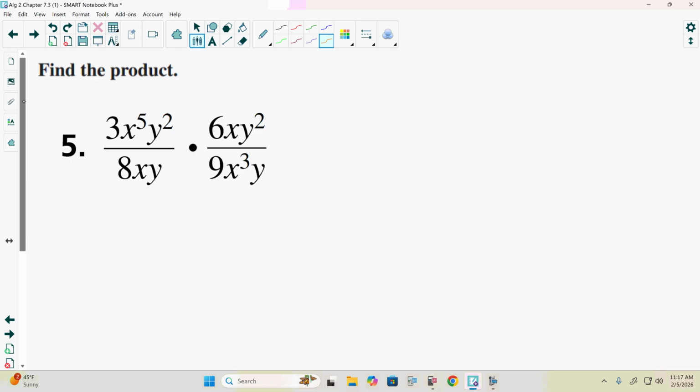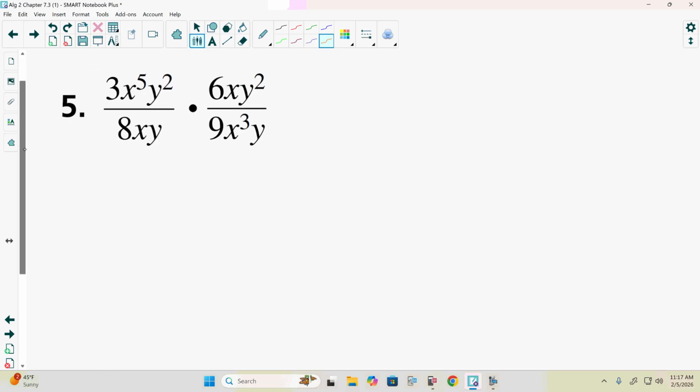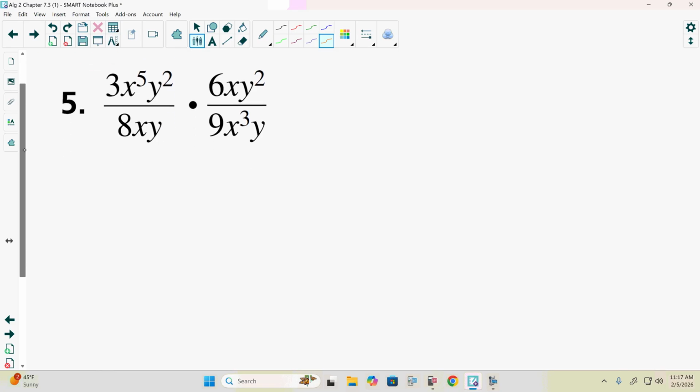So, let's look at this one here. 3x to the fifth y squared over 8xy times 6xy squared over 9x cubed y. So we're going to multiply these together, yes? And again, we can start the exact same way we've been doing.